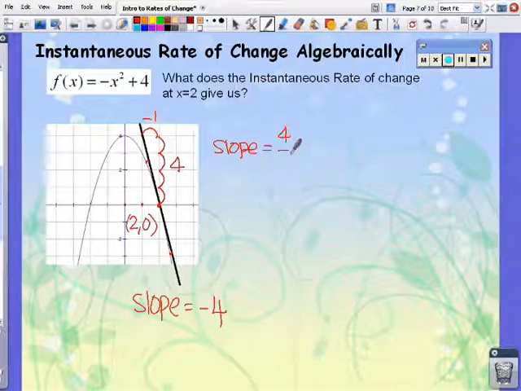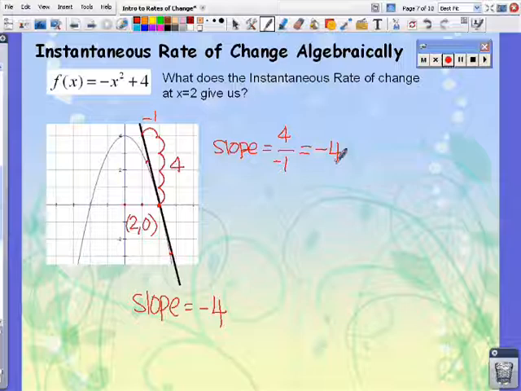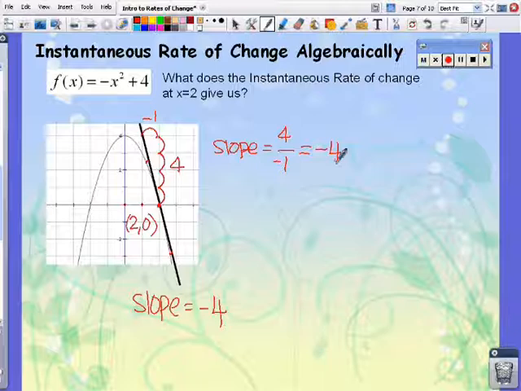And that does give me a slope of negative 4. And if you notice, my tangent line actually was almost perfect. So the slope of this line is negative 4. You can see it graphically, and we did it a second ago algebraically. So what I want to do is ask another question, which would be: find the equation of the tangent line at x equal to 2.